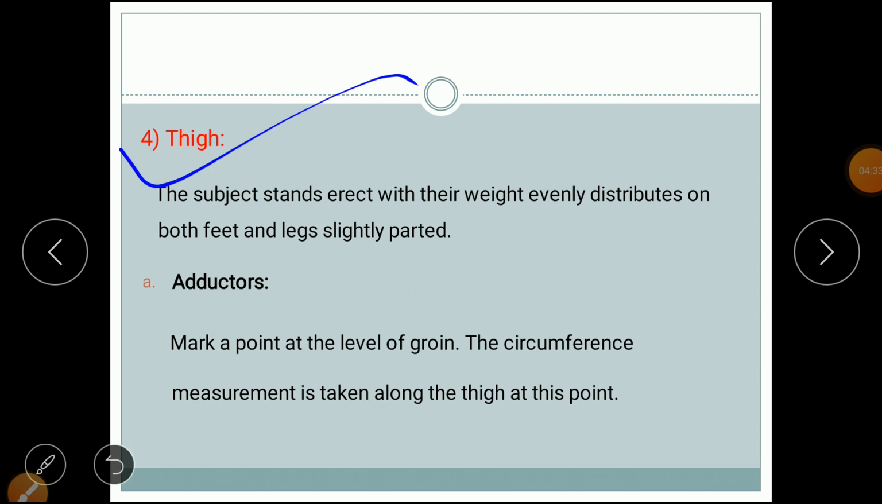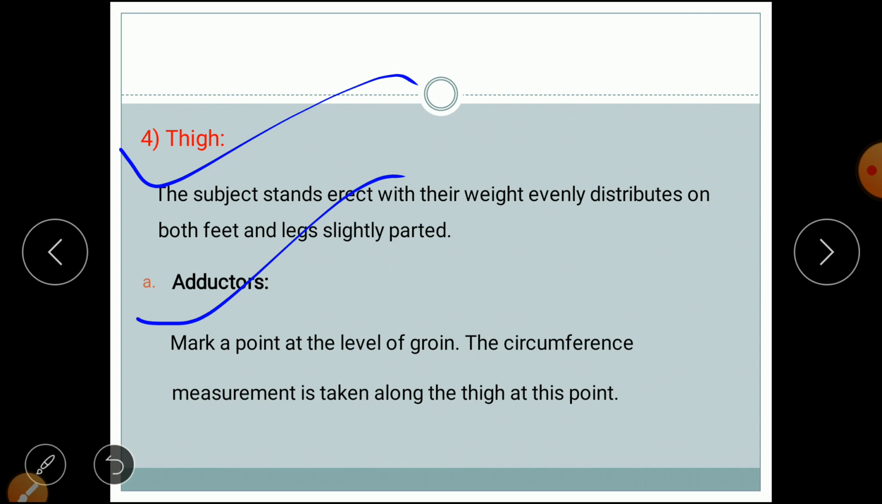Next is for the lower limb, that is the thigh. The subject stands erect with their weight evenly distributed on both feet and legs slightly apart. For adductors, mark a point at the level of the groin. The circumference measurement is taken along the thigh at this point.